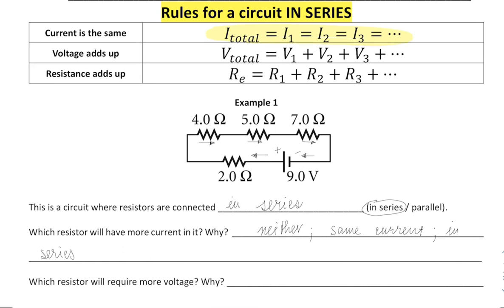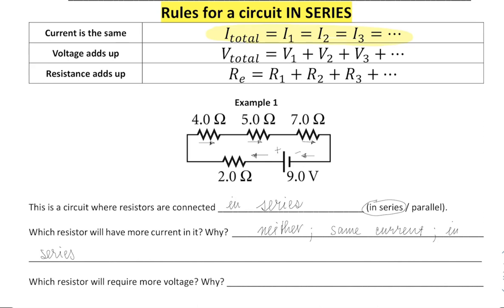Well, which resistor will require more voltage and why? Think about what resistance is. Resistance is just what it is called. It's the resistance to current. And the more resistive a resistor is, the harder it is to push the current through it. The more effort, if you will, the more so-called pressure. You can think of voltage as pressure. How much pressure does it take to push those electrons through a resistor? That is what resistance is all about.